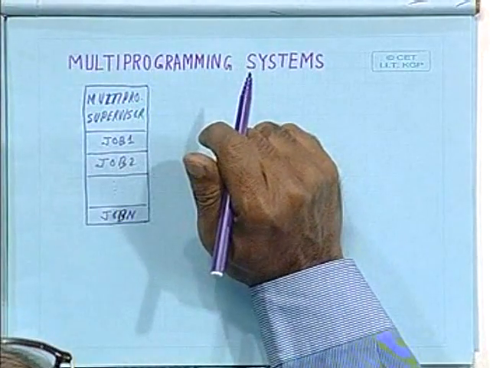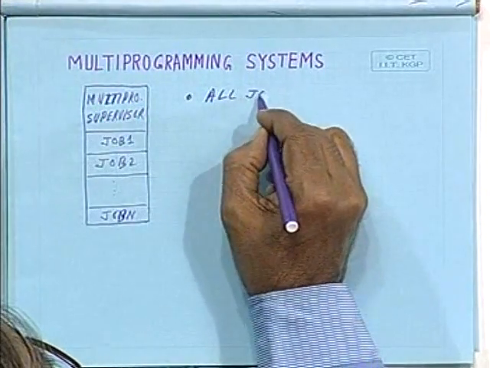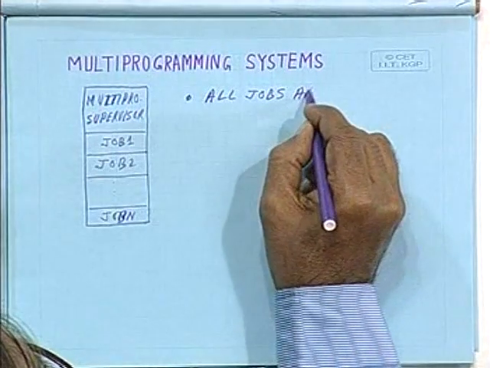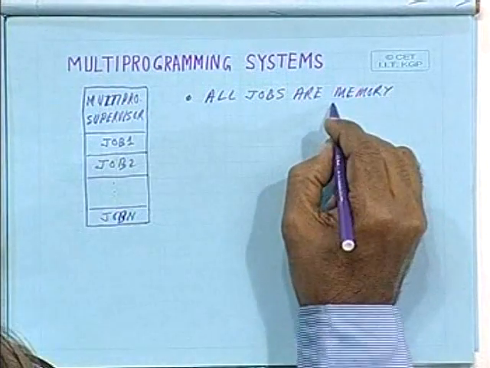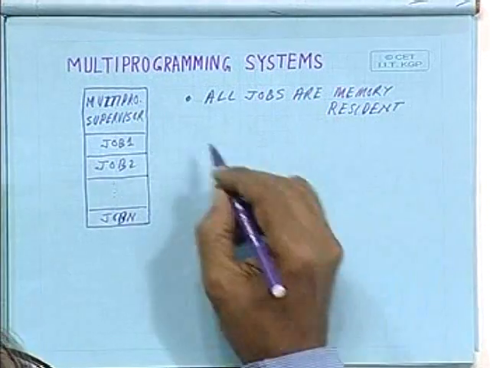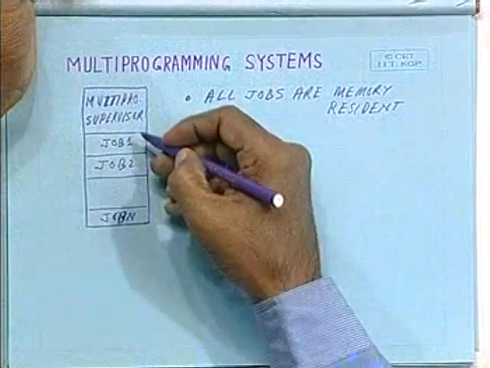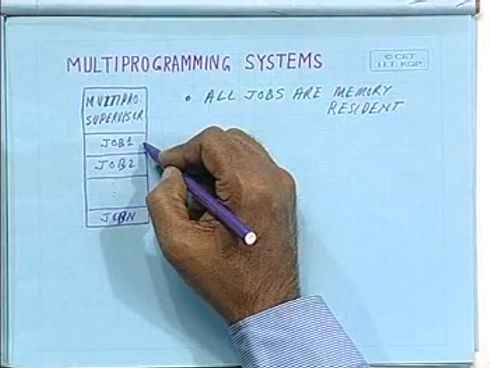So here we find that all jobs are memory resident. That means in the beginning itself, all the jobs are loaded into the main memory. That means the time needed to load the job from a slow IO device like the punch card to the main memory is saved in this particular case. And so it is better than the earlier batch processing systems.